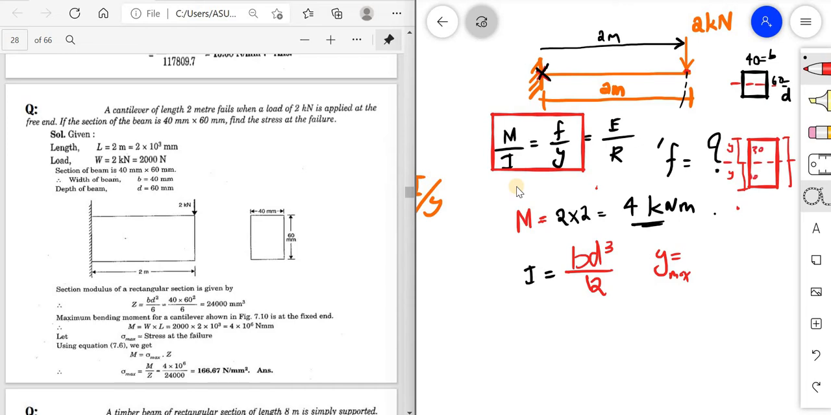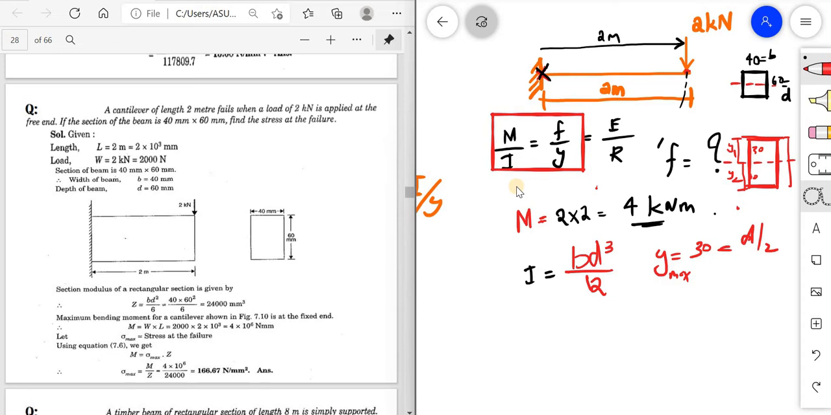Let me take them as Y1 and Y2. Y means it is the distance of the extreme fiber. Extreme fiber means the edge. So this is one edge and this is another edge. Which one is the highest? That value we have to take. Since it is a symmetric figure and a rectangle, Y max is 30, or it can be D by 2. Y max is equal to D by 2.